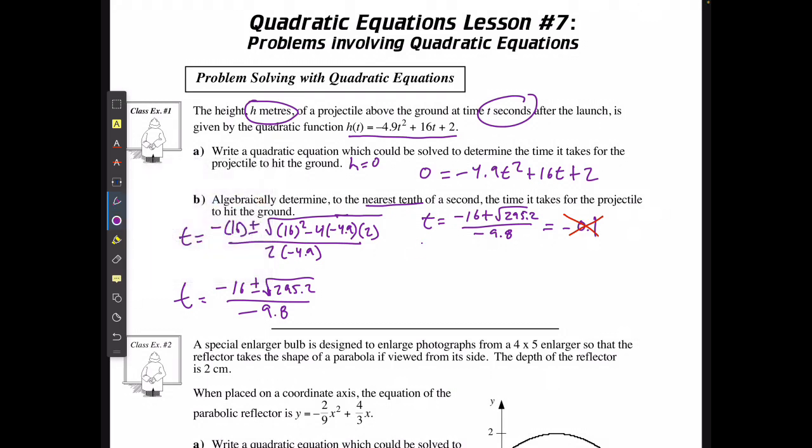The other possibility is if I have negative 16 minus the square root of 295.2, all divided by negative 9.8, and this should give me 3.4, which means that it takes 3.4 seconds for the projectile to hit the ground.